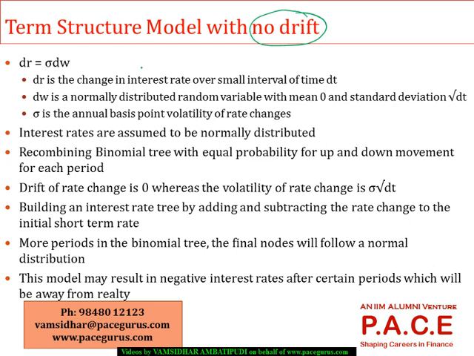Now, in this model, the way we generate the interest rates from period to period follows this kind of equation. A small change in the interest rate within a small time period dt is assumed to be equivalent to the annual volatility of the interest rates multiplied by a normally distributed random variable. So the interest rates are assumed to follow a normal distribution.